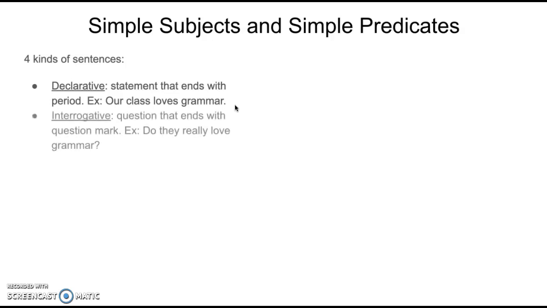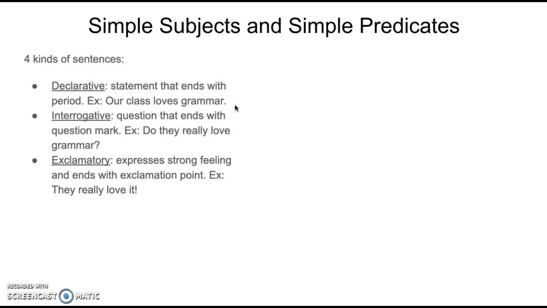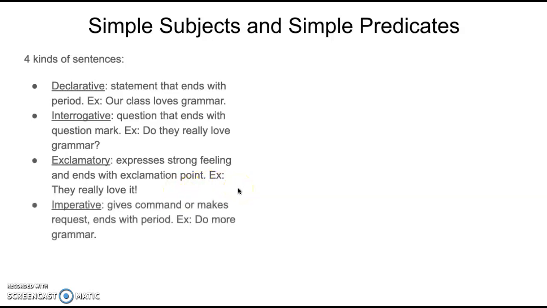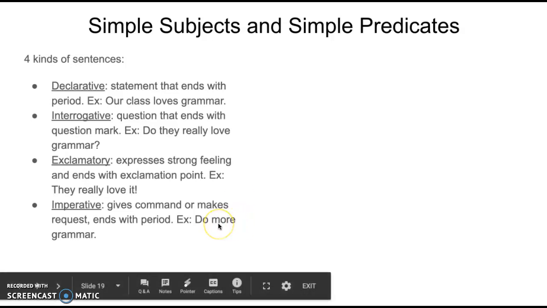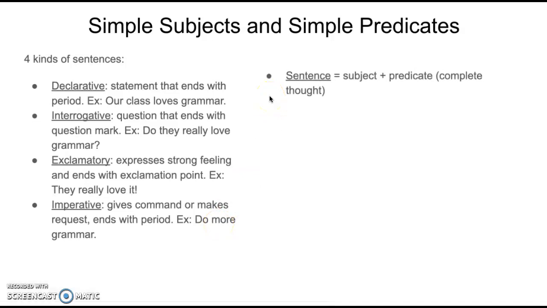Then we have interrogative, which is a question that ends with a question mark. Do they really love grammar? Next, we have exclamatory. That expresses a strong feeling and ends with an exclamation point. They really love it! Then, lastly, we have imperative. That gives a command, makes a request, and ends with a period. Do more grammar.